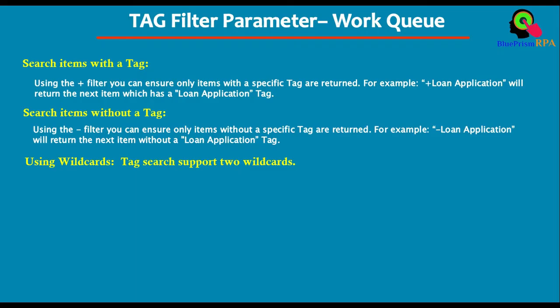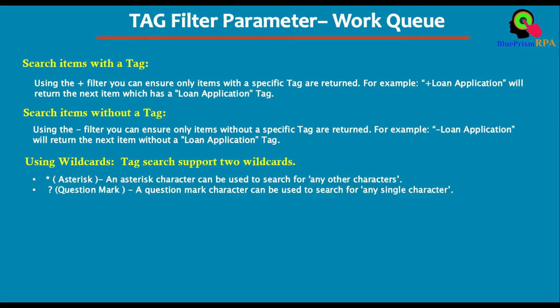Now the next one is using wildcards. Tag search supports two wildcards: first asterisk, second question mark. An asterisk character can be used to search for any other characters. As you know, while searching for files or folders in Windows, we also put star dot star. It means any file name, any file extension. A question mark character can be used to search for any single character. So it can take just any one single character, right?